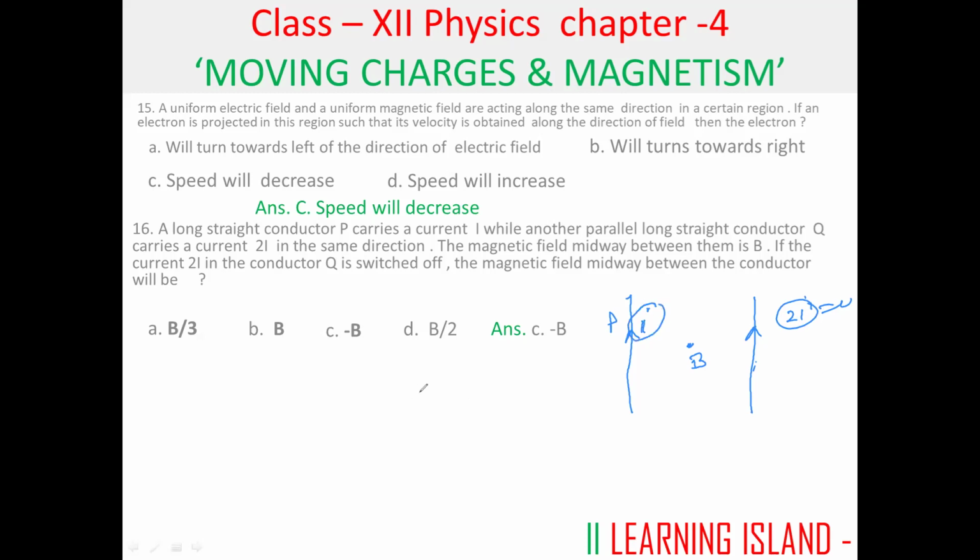The formula for the magnetic field here, suppose it is B dash, the general formula is mu 0 by 4 pi into 2I by d, where d means the distance. So only because of this current, the magnetic field would be this much. But I have to express this in terms of B. First of all, consider that there is a 2I current and an I current. Because of this current there will be a magnetic field, and because of the other current there will also be a magnetic field, and both would be in opposite directions.